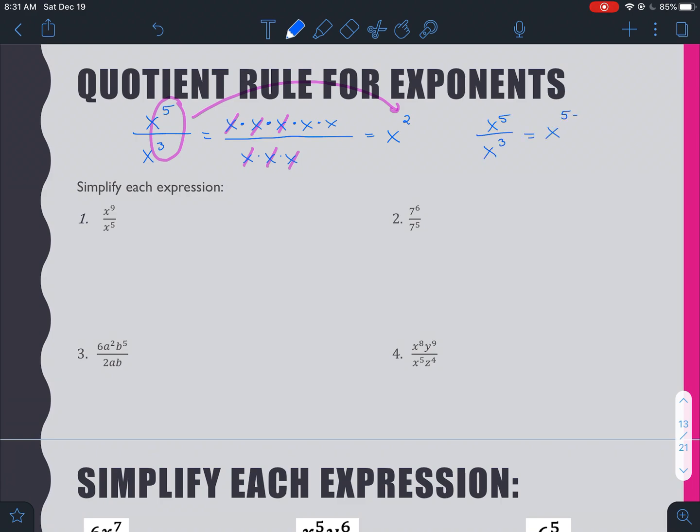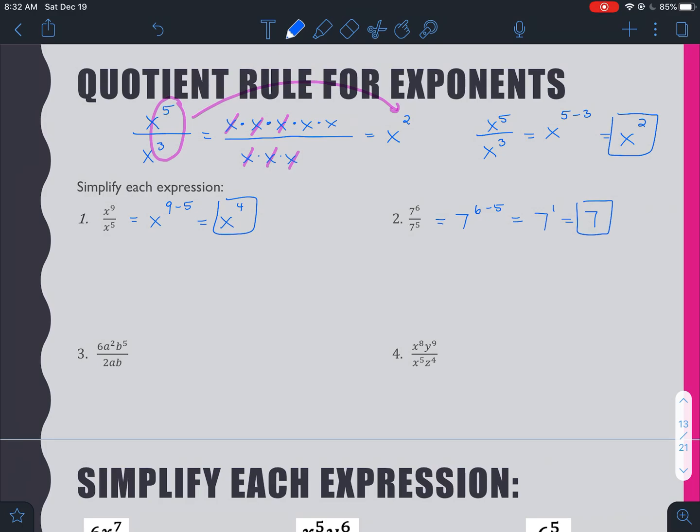So x to the 5th over x to the 3rd, you subtract the exponents. So the numerator's exponent minus the denominator's exponent, so 5 minus 3, and you get x squared. So as long as they have the same base, that will work. So let's say we have x to the 9th over x to the 5th. Again, the quotient rule says you can subtract the exponents to simplify, and this would be x to the 4th. 7 to the 6th over 7 to the 5th, this would be 6 minus 5 for the exponent, so that'd be 7 to the first, and 7 to the first is just 7.